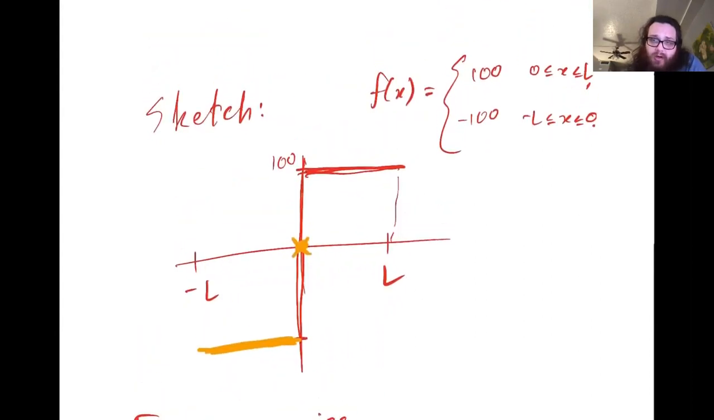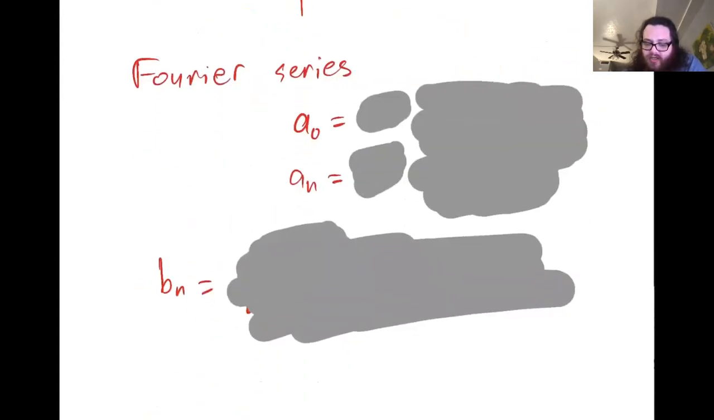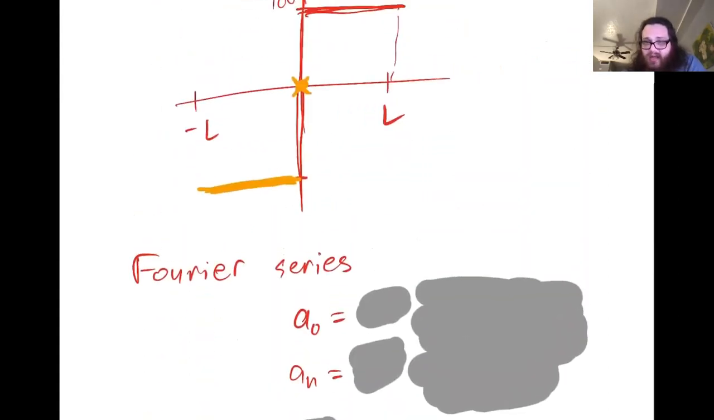And so now we're going to compute the Fourier series. So the first question is, what are a sub 0 and a sub n, the coefficients for cosine?